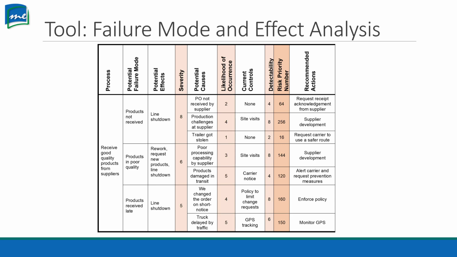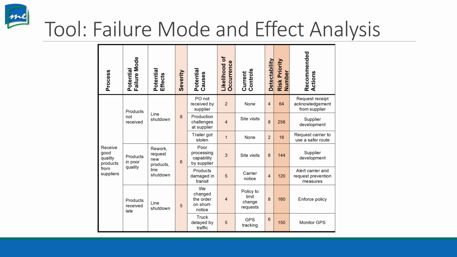All right, so here comes in some math. We have our risk priority number. As you see, the purchase order not received by the supplier has a risk priority number of 64. That's 8 times 2 times 4. Let me bring out a laser pointer here. So we have the 8 times the 2 times the 4, which equals 64. And then for this next one, production challenges at supplier, that's the 8 times the 4 times the 8, which equals 256. And you would do that the same for all of them moving down.